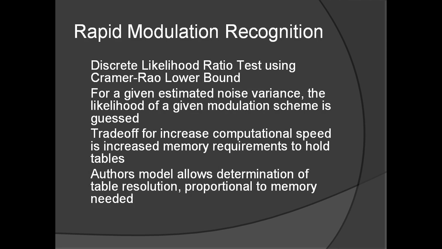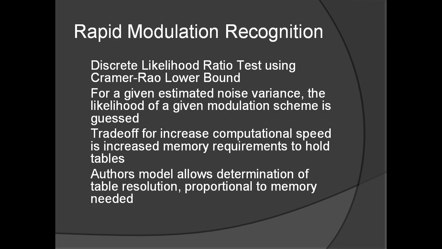A very complicated mathematical model is proposed, which the author calls the discrete likelihood ratio test, and this uses a concept called the Cramer-Rao lower bound, which has to do with how finely you can measure noise variance of a signal, I guess. For a given estimated noise variance, the likelihood of a given modulation scheme is guessed with this.